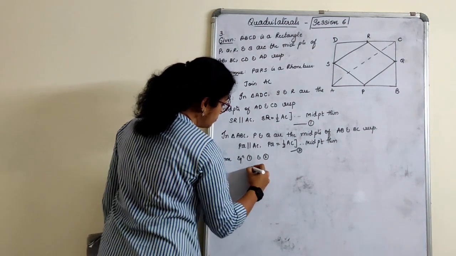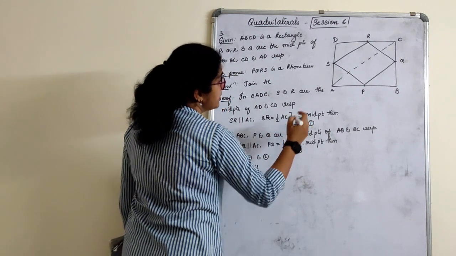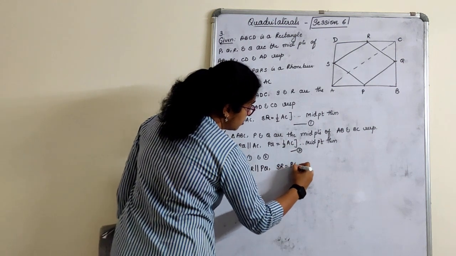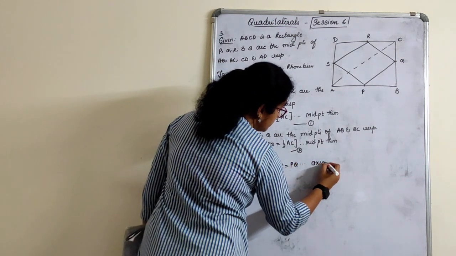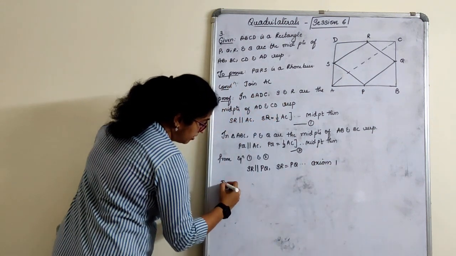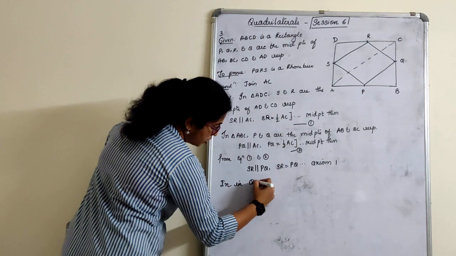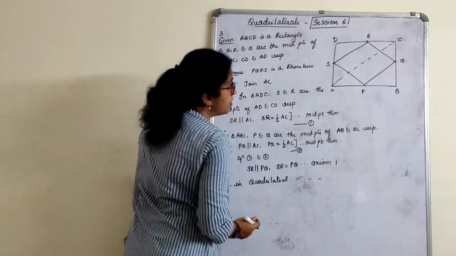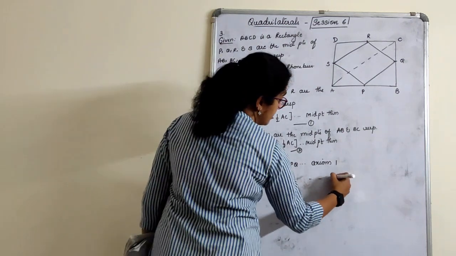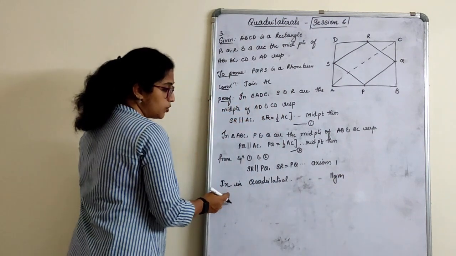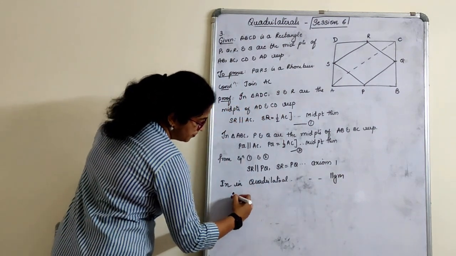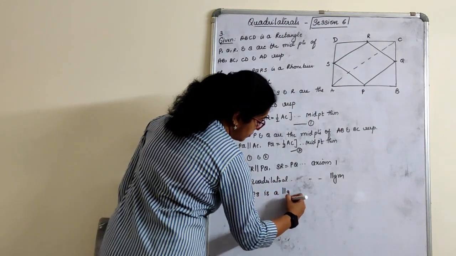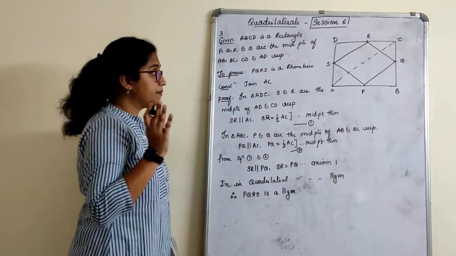From equation 1 and 2, SR is parallel to PQ and SR is equal to PQ. Reason, axiom 1. In a quadrilateral, if a pair of sides is equal and parallel, then it is a parallelogram. Must and should, children, you have to write that statement. Therefore, PQRS is a parallelogram. Okay, we proved it till here.